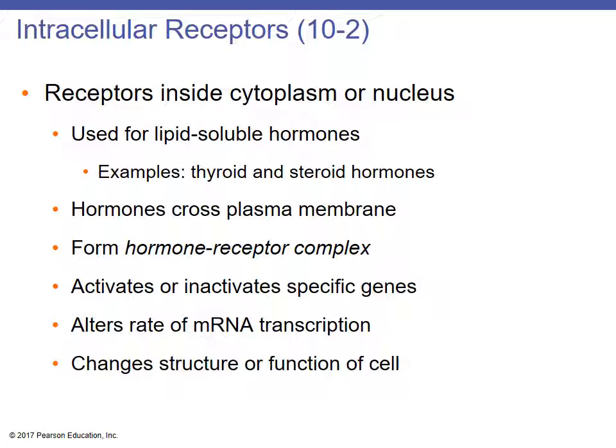So they cross the plasma membrane right away. And then they go into the inside of the cell, and it's the inside of the cell where they actually form their hormone receptor complex. And so it's going to turn on or turn off a couple of genes, and it's going to result in some major changes for the cell. We know one thing for sure. Every time it happens, we're going to change how much mRNA is being transcribed, or at least what mRNA transcripts are being transcribed.